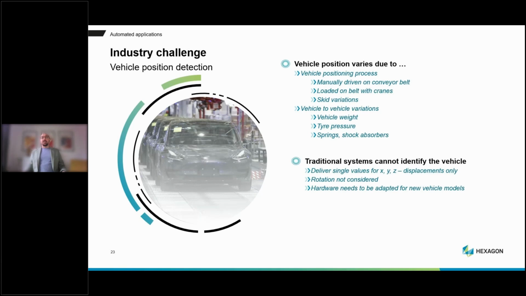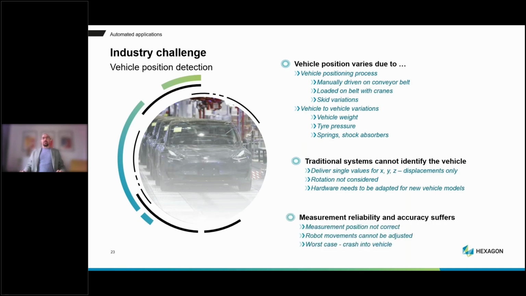Our vehicles can, of course, vary in X, Y, Z. So basically, we have a different height of the car. The car can be shifted right to left. And of course, it's moving forward because we are on a conveyor belt. Traditional systems normally can capture that, but they don't capture rotation, and they also don't capture tilt angles.